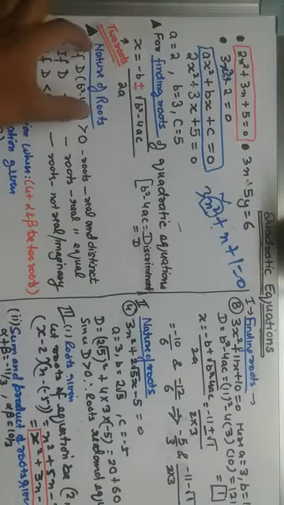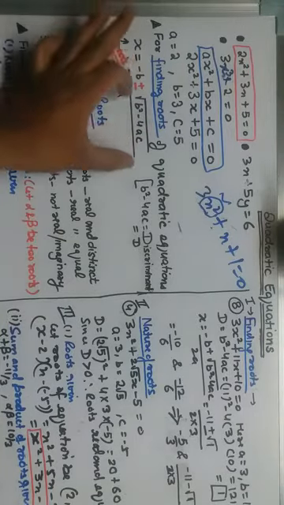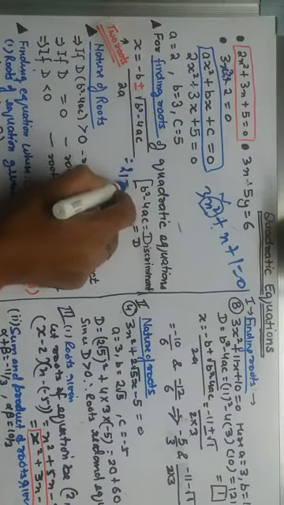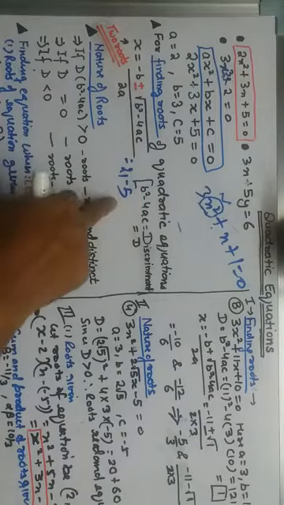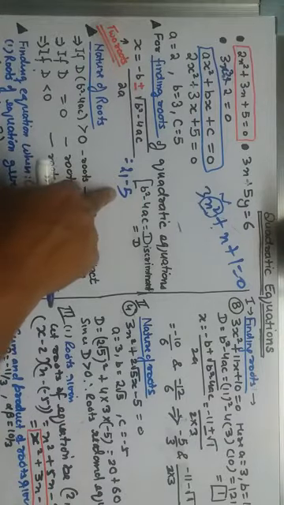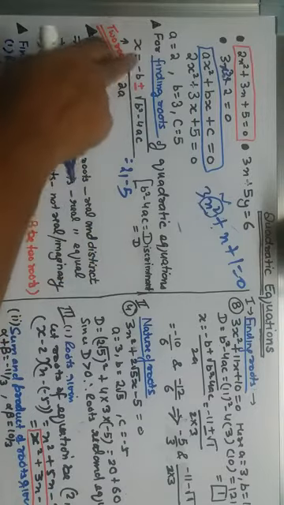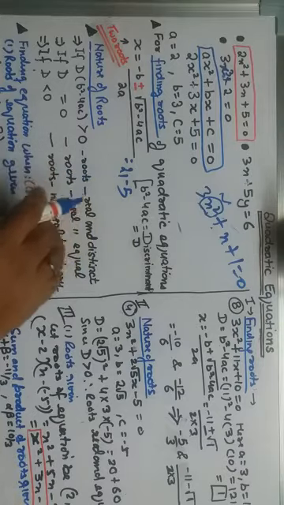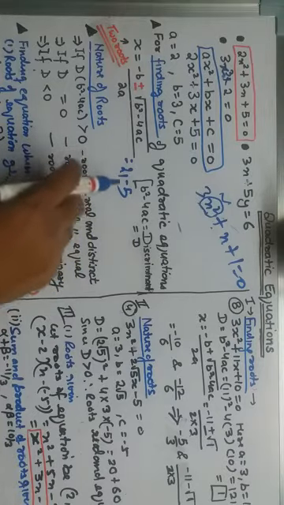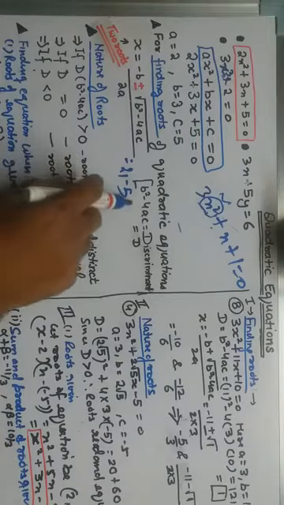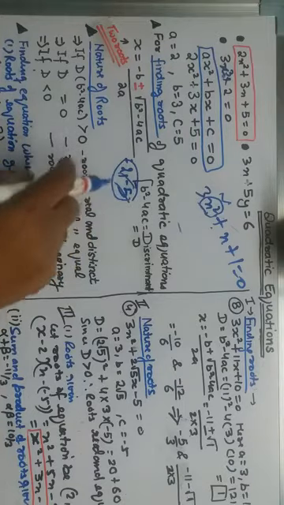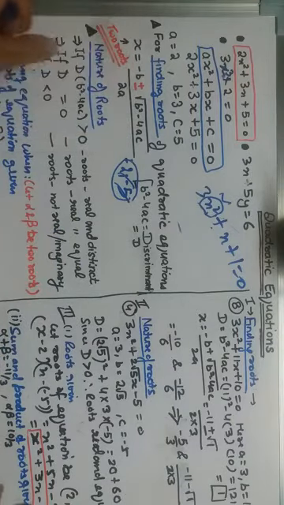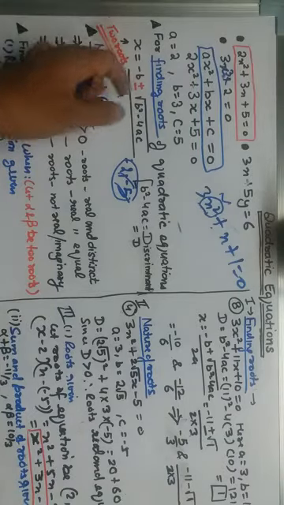Now how to find the nature of the roots? Nature means, suppose we are solving this and we are getting two values, 2 and minus 5. Are these two values real? Yes, they are real. They are not imaginary. So the values of x which we are getting are real or not real, equal or not equal. In this case, they are not equal. So without finding these roots, how to tell whether the roots will be real, different, or imaginary?